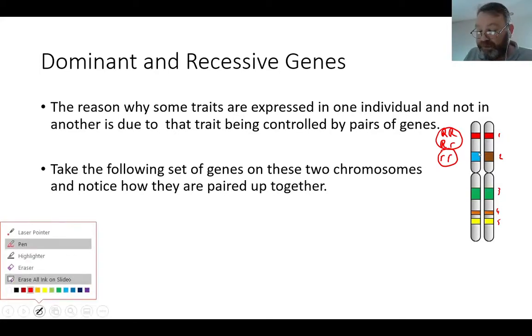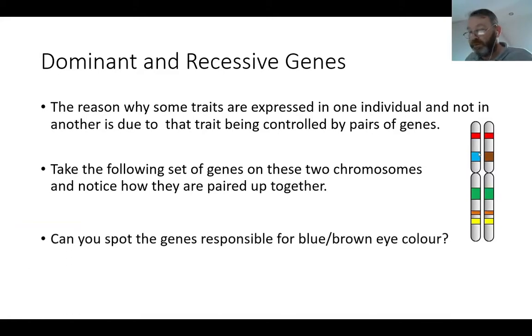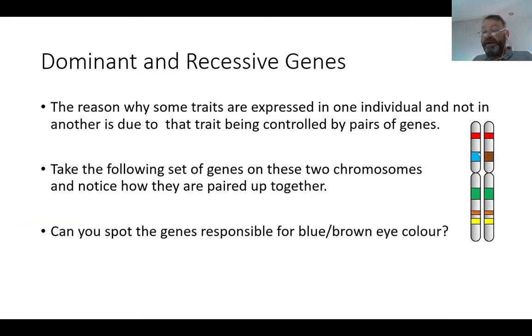Now there's an easier example on these chromosomes that I'm going to look at in a moment. I think you can see it. It's the one below that. Can you spot the genes responsible for blue and brown eyes? So just take a quick look at that chromosome. Can you see the ones, and they've color coded them, it's quite easy. Can you see the ones that are responsible for blue and brown eyes? There they are, there. So there's the pair of corresponding genes.